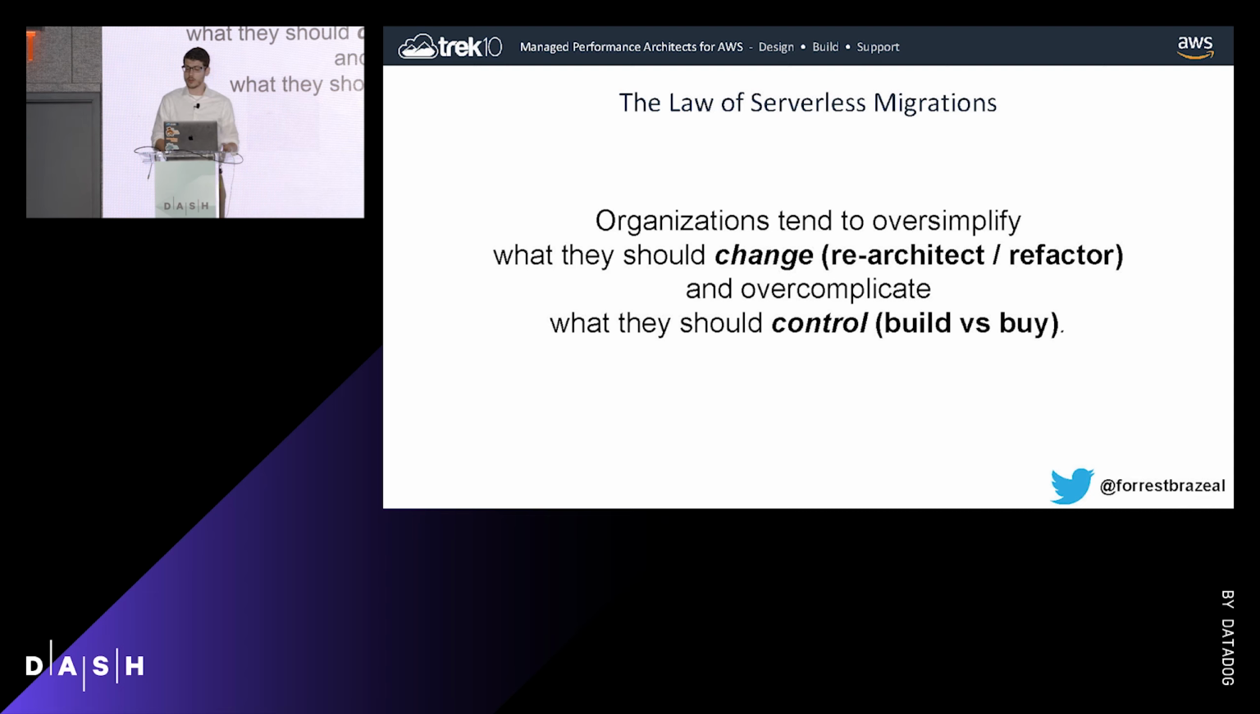On the other hand, they tend to overcomplicate what they should control. So when you're looking, should I build something out myself, or should I build on a service, you probably are going to need more services than you think. You oversimplify what you should change, you overcomplicate what you should control. That's the way to fail at a serverless migration.